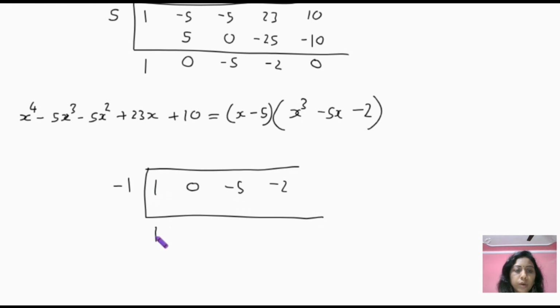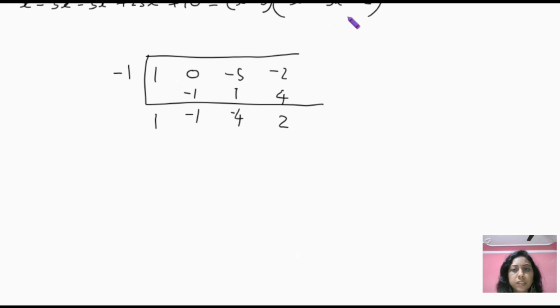Bring down 1. 1 times minus 1 is minus 1, minus 1 times minus 1 is 1, and minus 5 plus 1 is minus 4, and minus 4 times minus 1 is 4, and this is 2. So the remainder is not 0, which means minus 1 is not a factor of the given polynomial. Okay, this part.